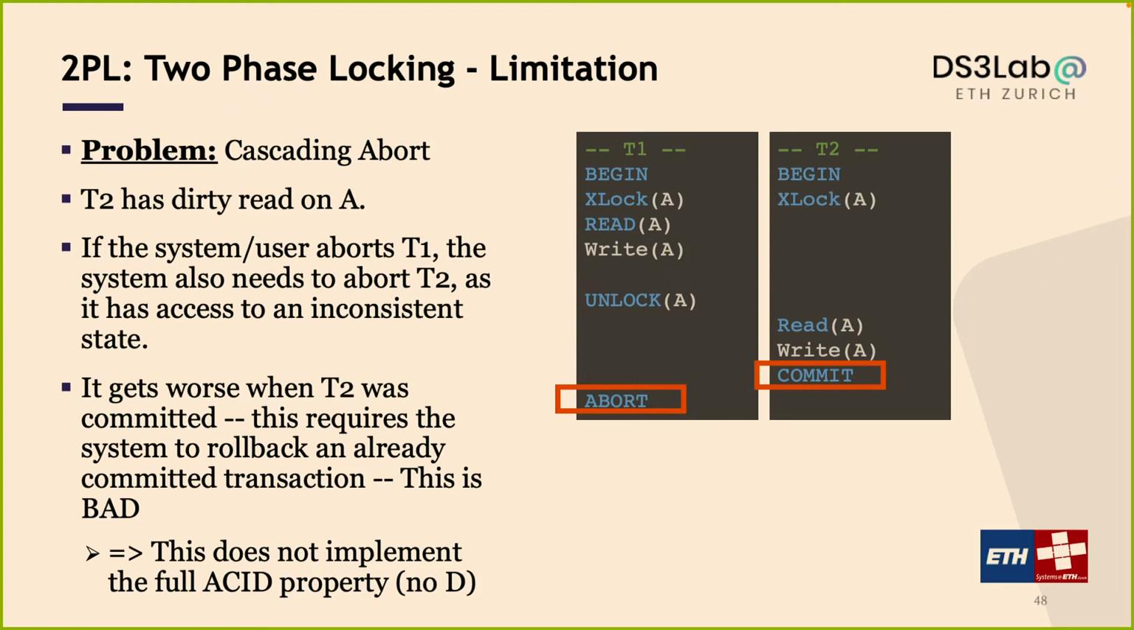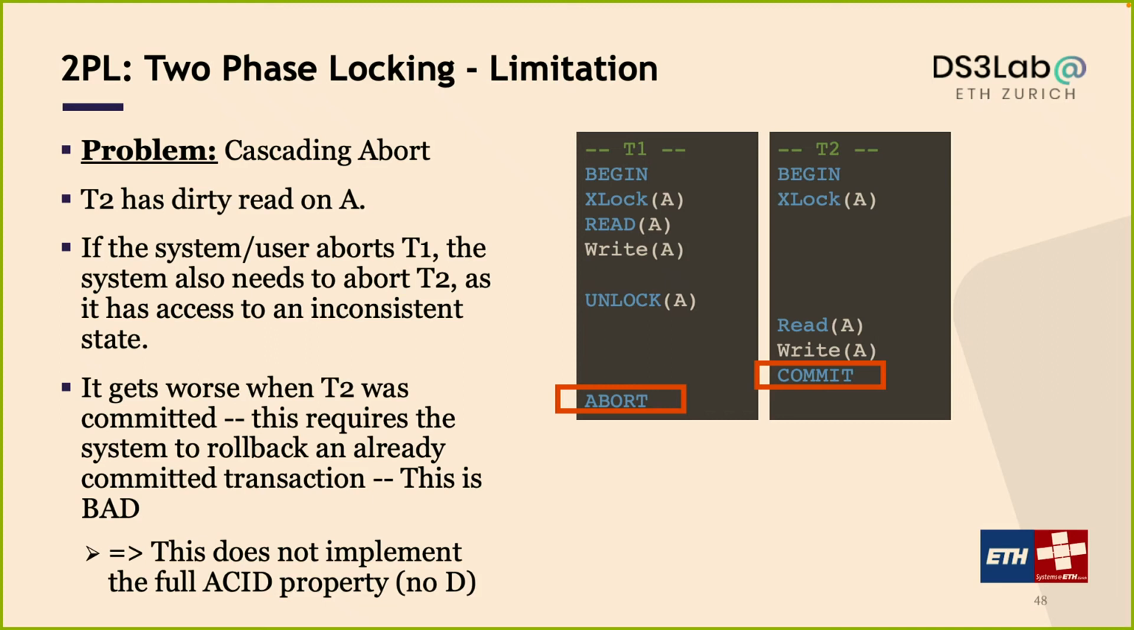I mean, what can I do? The only thing I can do is to tell the user, okay, I told you T2 committed, but no, I need to abort your committed transaction. Because the computation you are doing relies on a transaction that I have to abort. This will not give you durability. It gives you isolation, could be, but it doesn't give you durability.